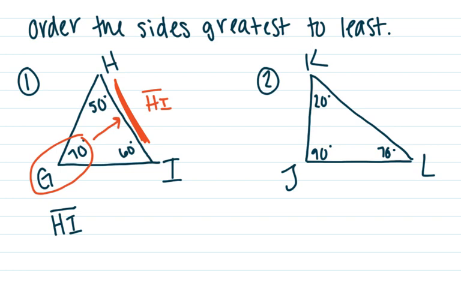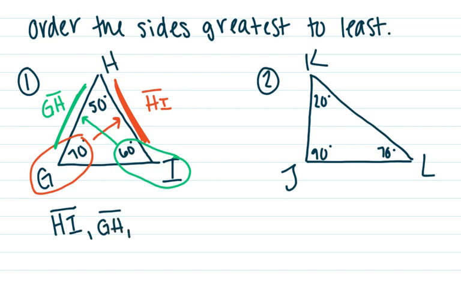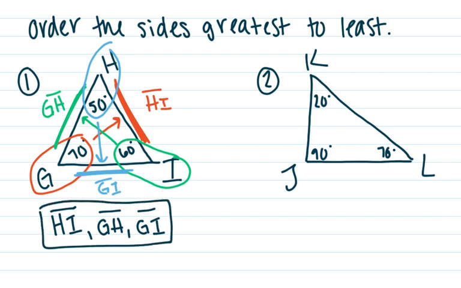Okay? My next slightly smaller angle is angle I, which is 60 degrees. The side that goes with that angle is side GH. So that tells me that side GH is going to be the side in the middle. And then that leaves my smallest angle, which is angle H. Its corresponding side is side GI, or IG. And so that is going to be my smallest or least side. And there are my sides ordered from greatest to least.